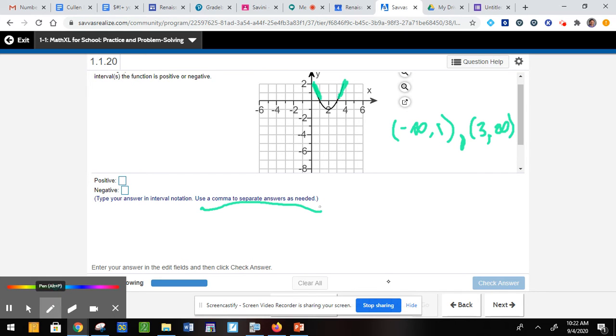Before I start typing answers in, let's also talk about the negative. It's negative where I'm highlighting red. So it's from 1 to 3. And again, I'm using parentheses because at exactly 1 and at exactly 3, it's not part of the negative interval either, because at exactly 1 and at exactly 3, it is 0. So let's just type those in.